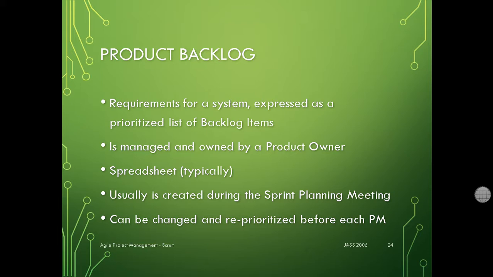The product owner should say what needs to be done in general. Or it can be pointed out as story points, and you would convert these story points into real backlog items, as I told you before. And it's probably done in the sprint planning meeting, of course. It can be changed and reprioritized before each planning meeting. That's the planning meeting, of course.